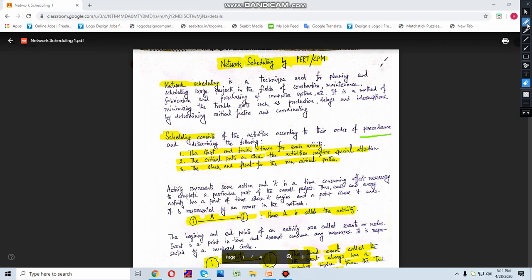Okay, so I hope you have understood. You will deal with the critical path later on because it will require some time, and we'll discuss the slack and float part also later on. Now here you can see that an activity represents some action, and it is a time-consuming effort necessary to complete a particular part of the project. That means a project is a combination of numerous activities.